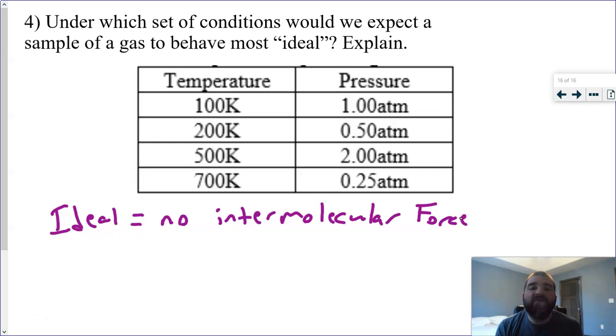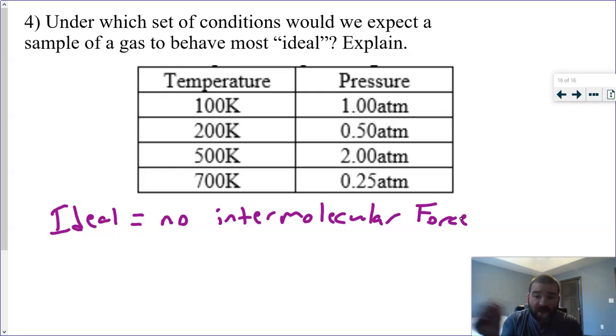So let's think about it. We've got two factors here in this little chart. I've got temperatures, I've got pressures. Would a gas be more ideal at high temperatures or low temperatures? Think about that. Well, at low temperatures, those particles are moving slower. And if they're moving slower, there's a good chance their intermolecular forces can start to stick them together and we can start to condense that gas.